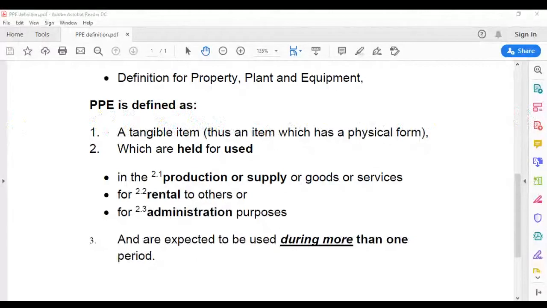Yes, quite correct, Taryn. Quite correct, Valile. Yes, now it does. Why? It's still only useful for 9 months, but now it is useful for the last 3 months of this financial year, the current financial year. But then it still has value for us. We're still going to be using it for the first 6 months next year as well, right? So therefore, it is expected to be used during more than one accounting period.